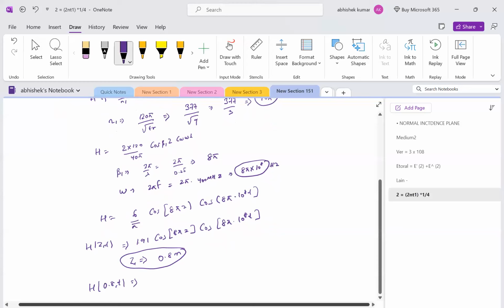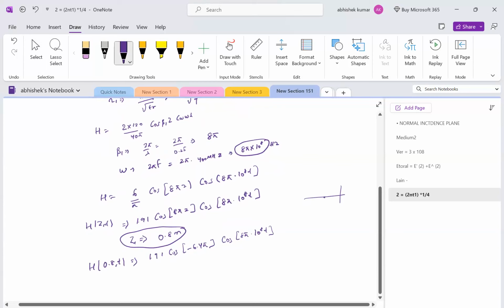Basically, they are asking to calculate the magnitude of the magnetic field at a distance z equal to 0.8 from the surface. So it means that we will put it negative, right? Yes. If you put the negative value, you will get cos of minus 6.4 pi, cos 8 pi into 10 raised to 8 t.